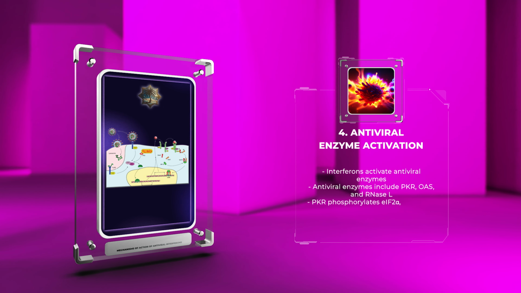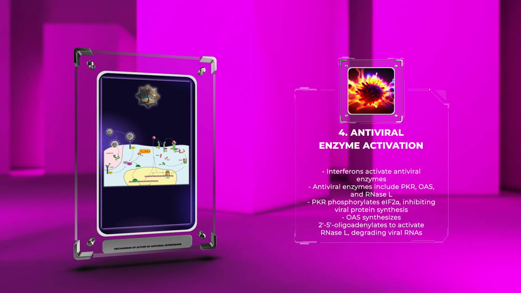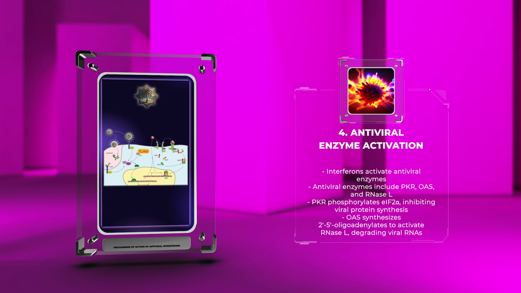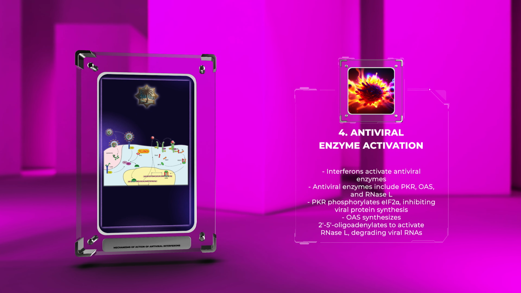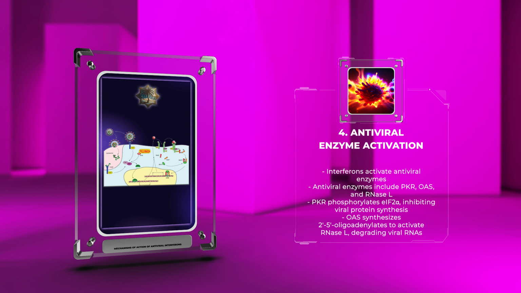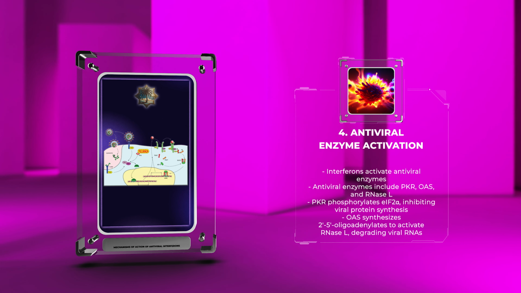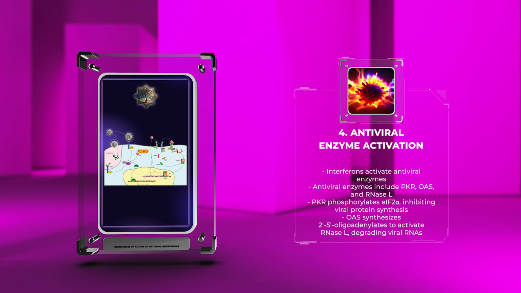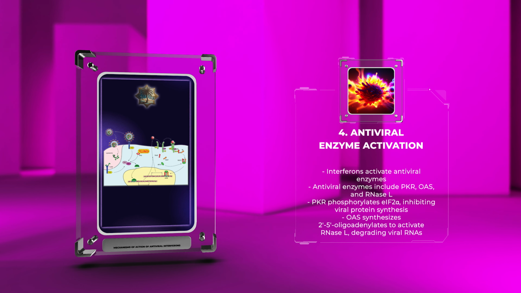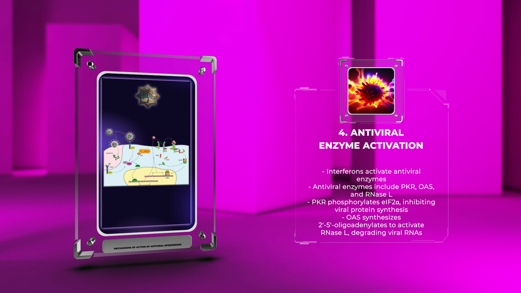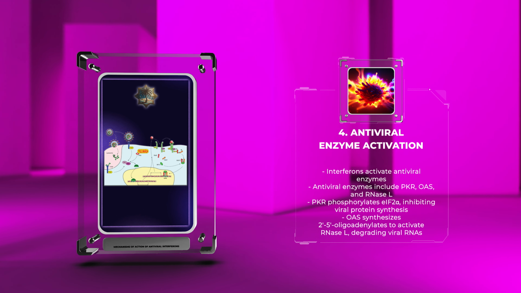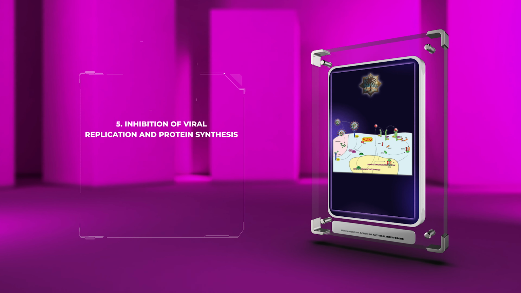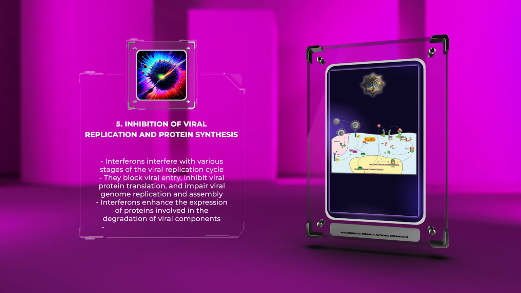Interferons exert their antiviral effects through the activation of antiviral enzymes, including protein kinase-R, PKR, 2,5-oligoadenylate synthetase, OAS, and ribonuclease L. PKR inhibits viral protein synthesis by phosphorylating eIF2-alpha, while OAS synthesizes 2,5-oligoadenylates to activate ribonuclease L, which degrades viral RNAs. Interferons also enhance the expression of antiviral factors like MX proteins and viperin, collectively establishing an antiviral state in infected cells.